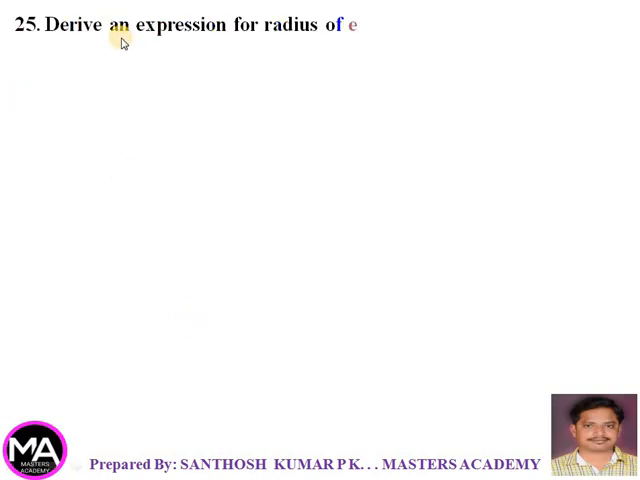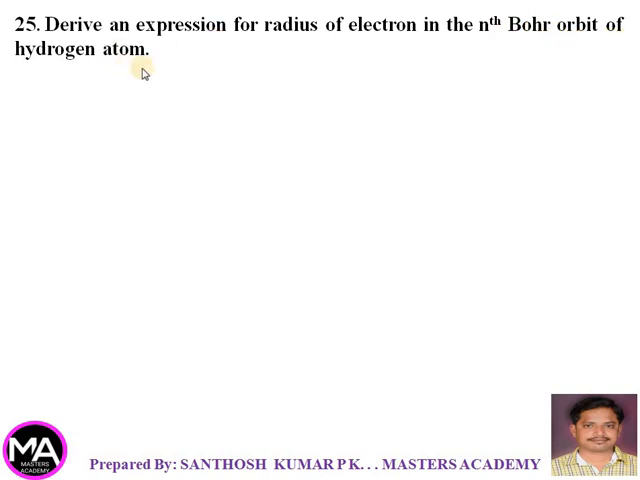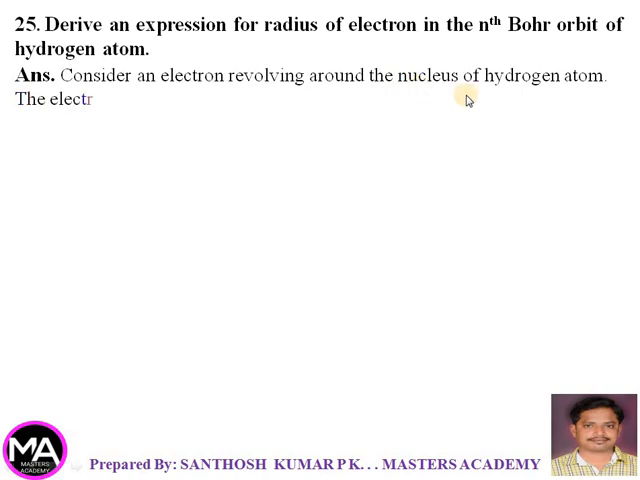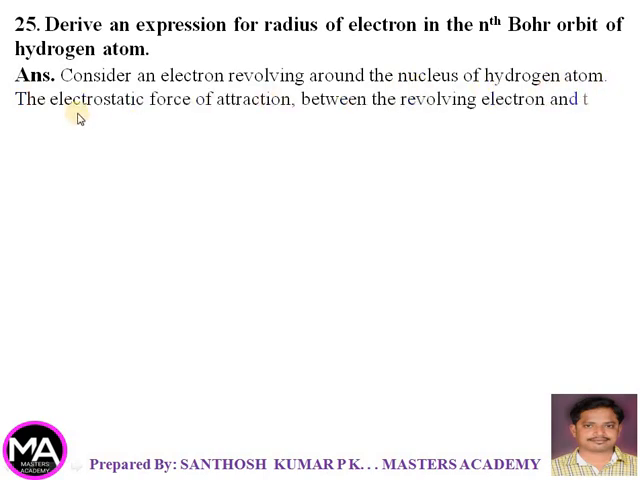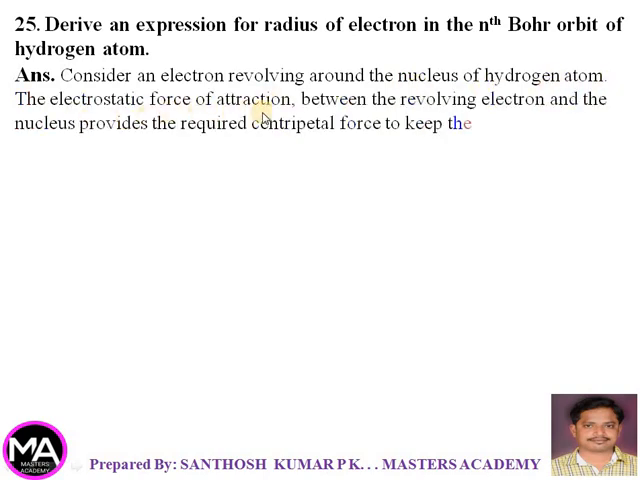Next, 25th. Derive an expression for radius of electron in the nth Bohr orbit of hydrogen atom. Answer. Consider an electron revolving around the nucleus of hydrogen atom. Now, whenever there is an electron revolving around the nucleus, there is a force of attraction between the revolving electron and the nucleus. This electrostatic force will be equal to the centripetal force, so that the electron will be in its orbit. That is, the electrostatic force is equal to centripetal force.